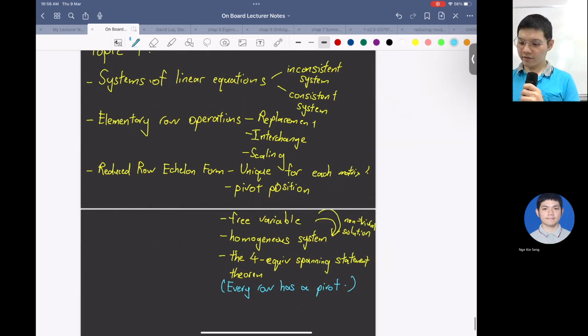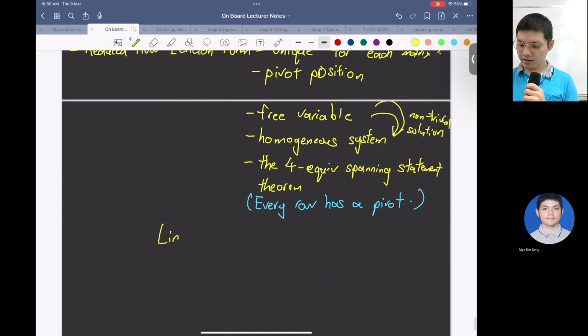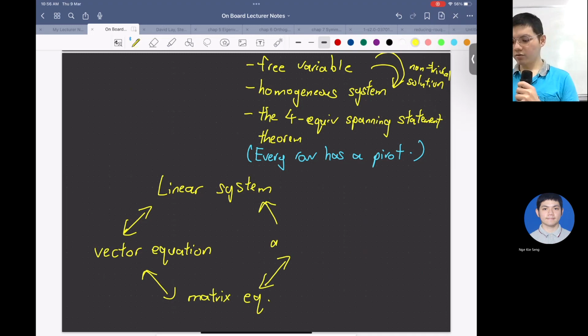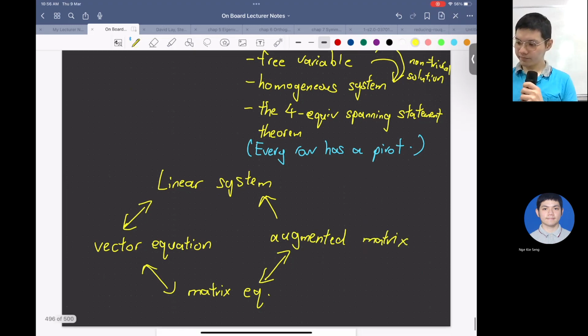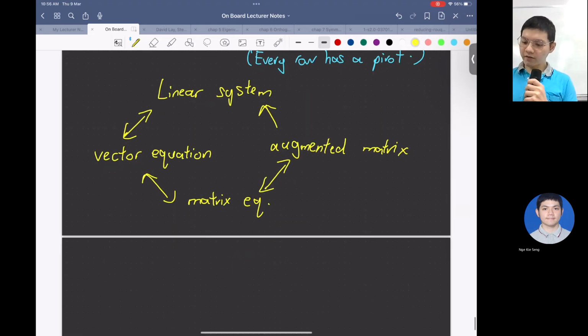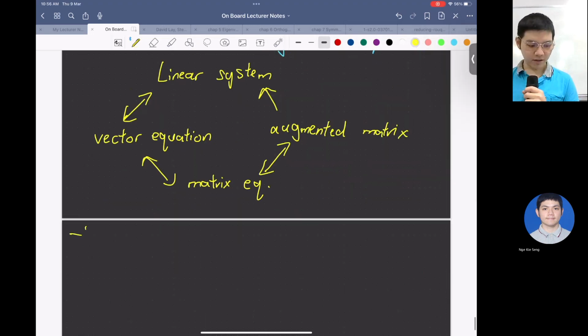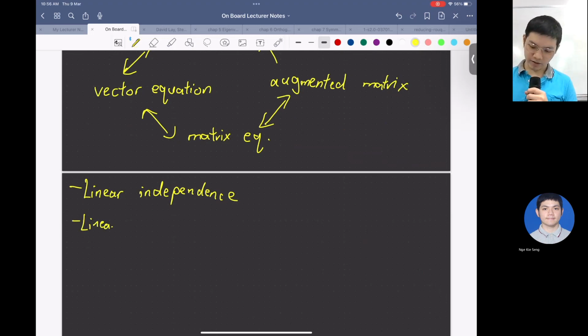So the main thing to take away from these three parts is you go from linear system to vector equation to matrix equation to augmented matrix, where you really do hands-on, where you get your hands dirty. And then after talking about span, whether there's a solution or not, whether it spans or not, we go to linear independence. After linear independence, we look at linear transformation.